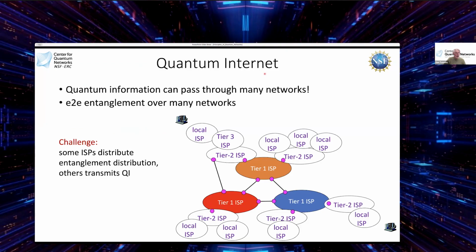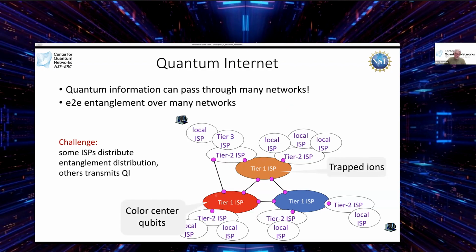And so you can think of it, the expectation is it's going to be similar, that as the quantum internet gets rolled out, it's going to be rolled out in terms of lots of small networks that will end up being connected to each other. And what we expect is that the quantum information is going to pass through many networks. And if you're doing end-to-end entanglement, it's going to be over many networks.